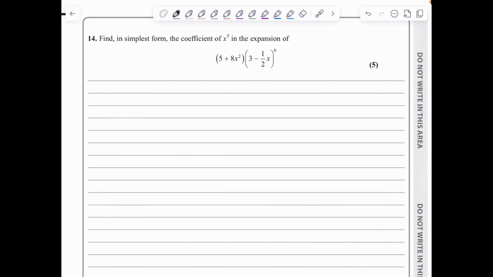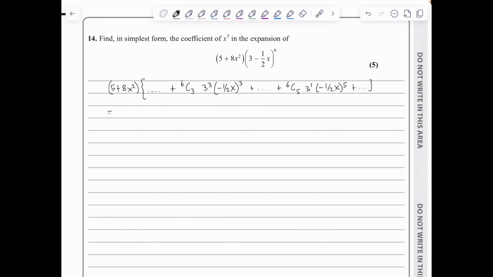So let's start. We've got the 5 plus 8x squared, and I'll be applying the binomial expansion. I'm only interested in the x cubed and x to the 5 terms. So we've got dot dot dot plus 6 choose 3, and we've got 3 to the power of 3 and minus a half x to the power of 3. Remember that the two indices should always add up to the original power, which is 6. And then for the x to the 5 term, we've got 6 choose 5, we've got 3 to the power of 1, and minus a half x to the power of 5 plus dot dot dot.